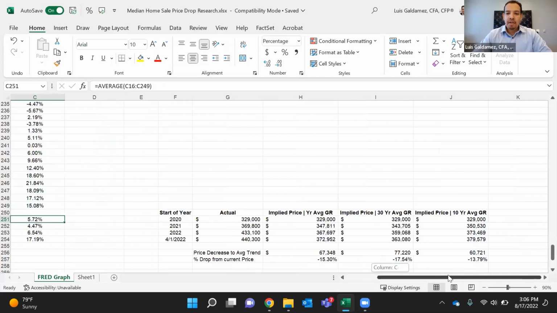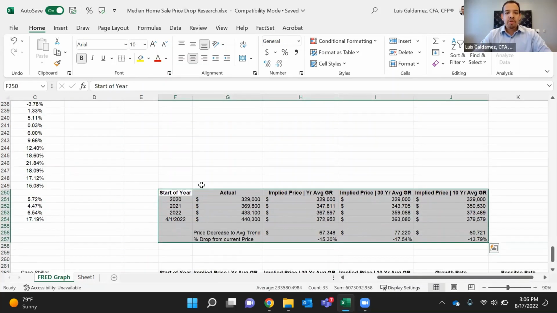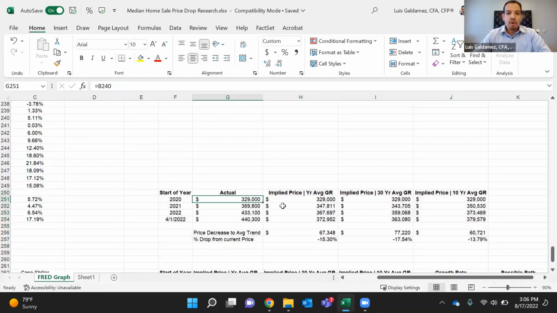And so I'm going to show you a couple of things here. We're going to focus on what I'm highlighting now. And what I'm showing you here is at the start of the year, where were home prices, right? So in 2020, 329,000, start of 2021, 369,800, and you get the idea. The latest data set, like I said, 440,300, that was April of 2022. And what I'm going to do is compare and say, what if COVID never happened, right? Remember, COVID threw us for a loop. What if it never happened and we were continuing to grow at the long-term trend?